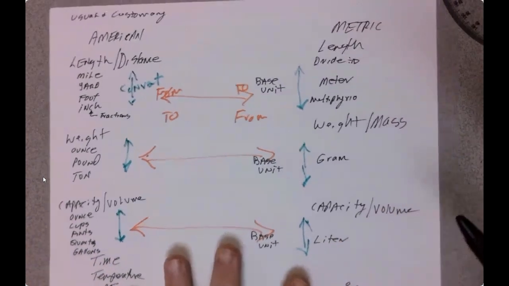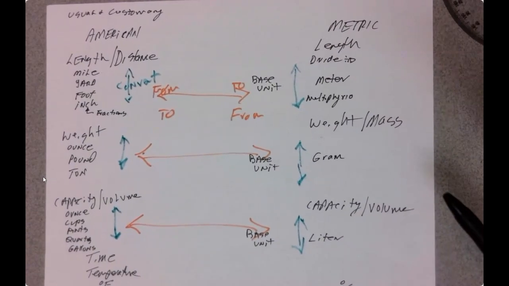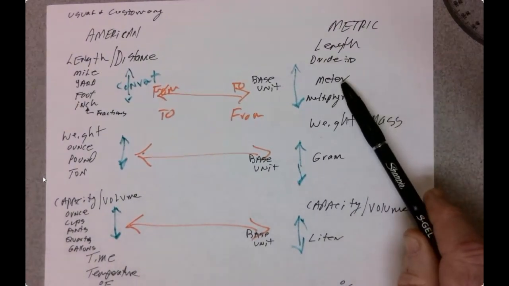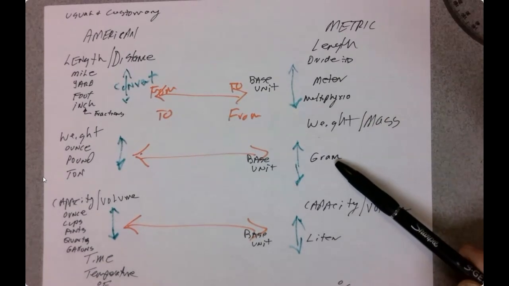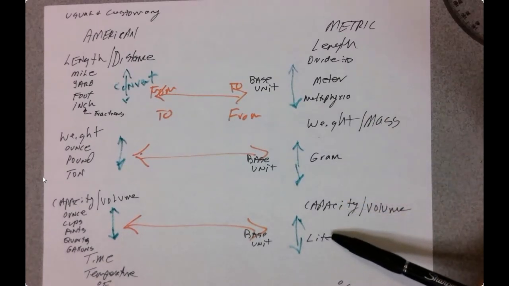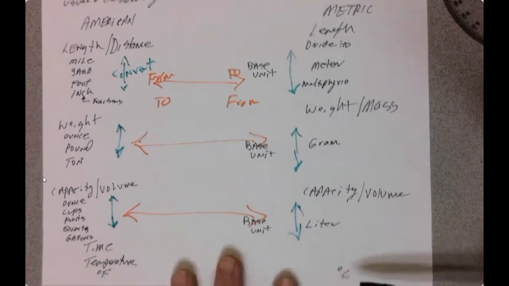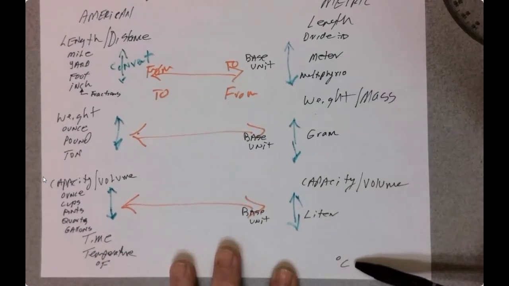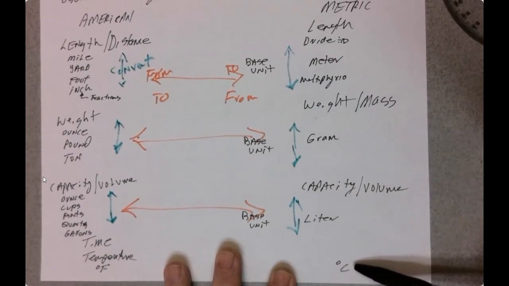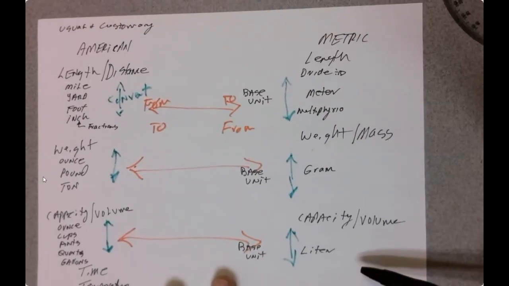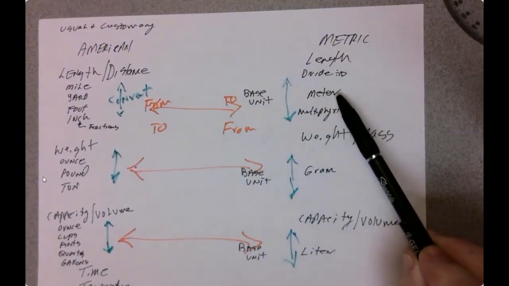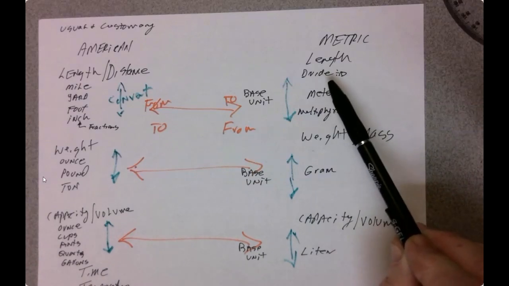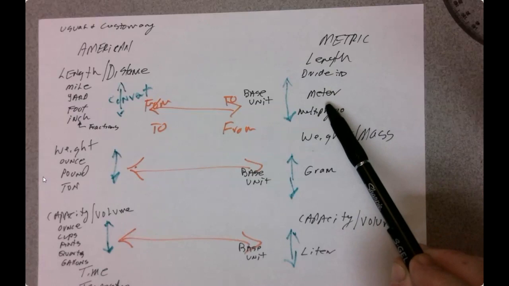The metric system, on the other hand, uses the concept of a base unit. The base unit for length is the meter, the base unit for weight or mass is the gram, and the base unit for capacity and volume is the liter, and it uses the Celsius scale for temperature measurements. The metric system differs from the American system in that we don't use a different unit of measure depending upon whether we're measuring something large or small.